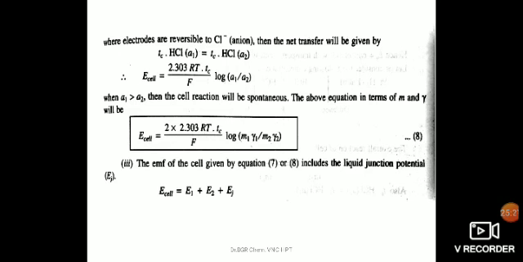The above equation in terms of M, molarity, and gamma, activity coefficient, will be E cell is equal to 2 into 2.303 RT into Tc by F into log of M1 gamma 1 by M2 gamma 2. Call that equation 8. The EMF of the cell given by equation 7 or 8 includes the liquid junction potential. That is, E cell is equal to E1 plus E2 plus Ej, that is, the liquid junction potential.